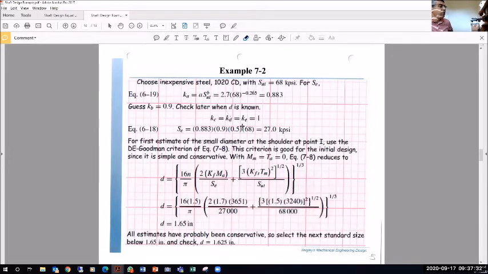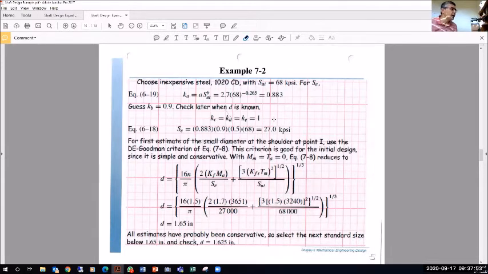Now, since this is combined loading, Kc is equal to 1. We don't have any temperature effects, and we do not want to change the reliability. So Kd and Ke are going to be 1, and Kc is also 1.